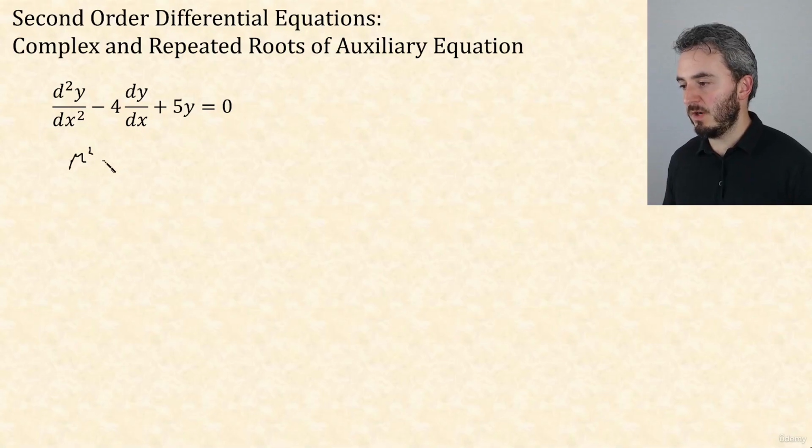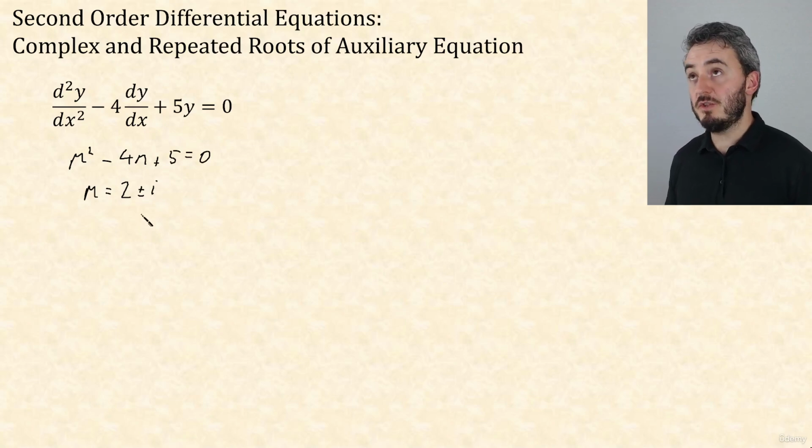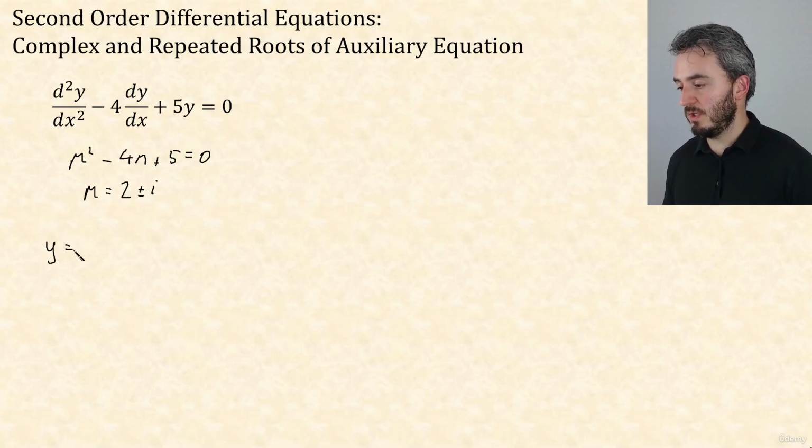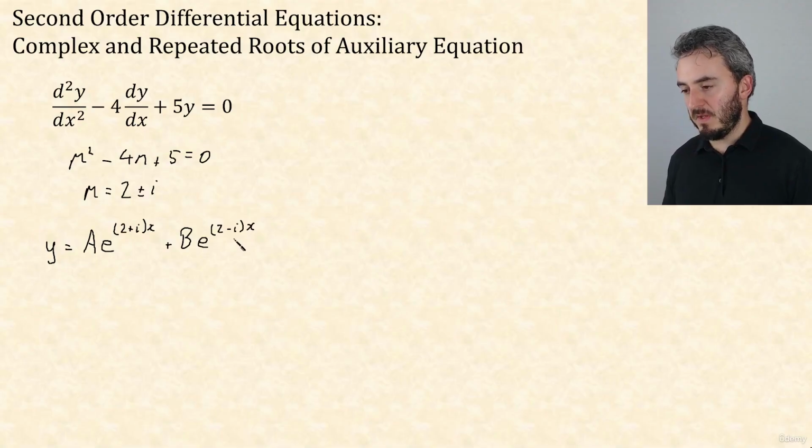So we ended up with an auxiliary equation of m squared minus 4m plus 5 equals 0. The solutions were m equals 2 plus or minus i. So suppose we just blindly followed the rule. And our rule so far was that the general solution was a e to the power of the first root, which is (2 plus i)x, plus b times e to the power of (2 minus i)x. What can we do with this?